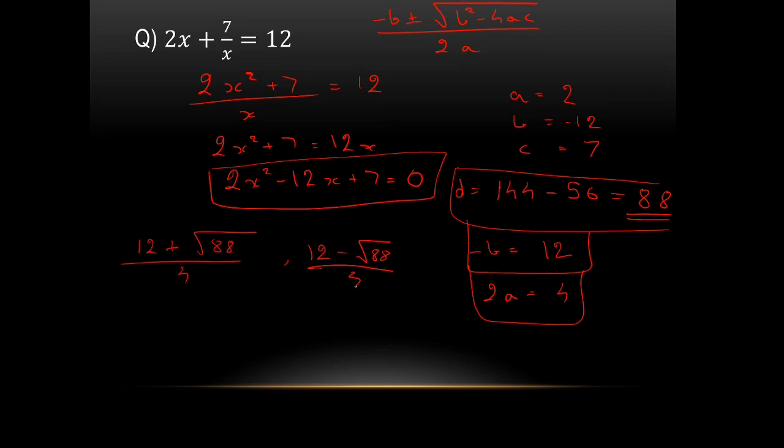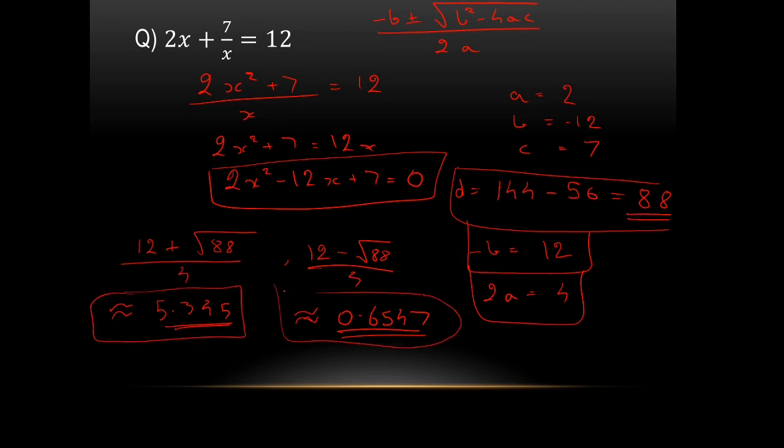So let us take these values and check it out in a calculator. So 12 plus root 88 by 4 is approximately equal to 5.345. Then 12 minus root 88 by 4 is approximately equal to 0.647. So here we have our two answers. The two roots of this equation are 5.345 and 0.647.